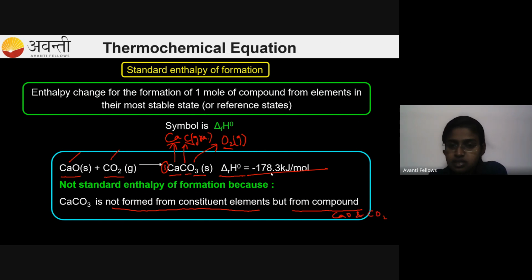Any doubt from this? Shall we move on to the next example? Are you all ready?